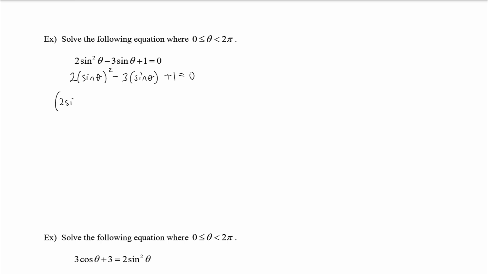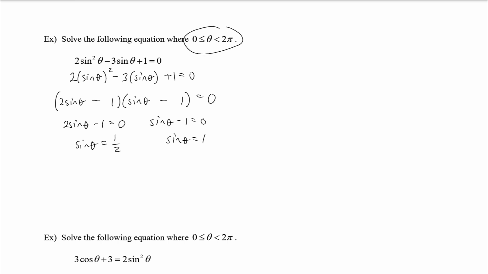I could say, well, this is just 2 sine theta times sine theta. And then to get a 1, I could do 1 and 1. To get a negative 3, I could have these both be negative. So if I multiply this back out, I get 2 sine squared minus 2 sine minus sine is minus 3 sine. Negative, negative make positive 1. So I really just have 2 sine theta minus 1 equals 0, which means sine theta has to be a half, or sine theta minus 1 is 0, so sine is just simply 1.